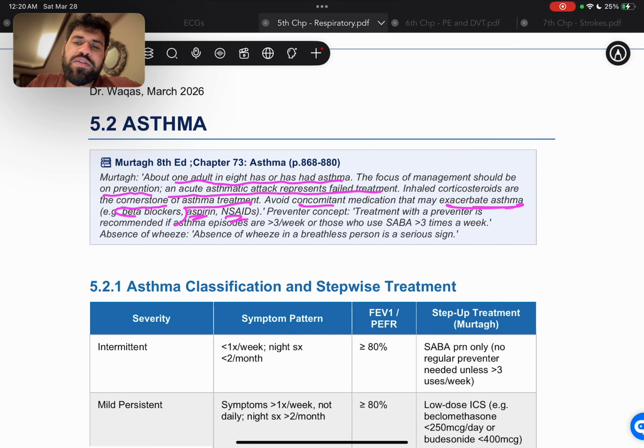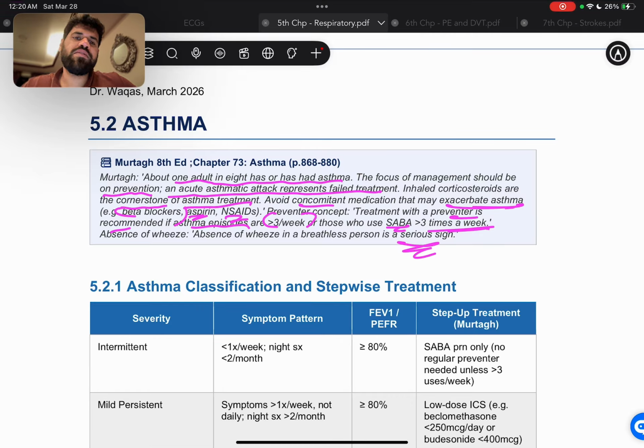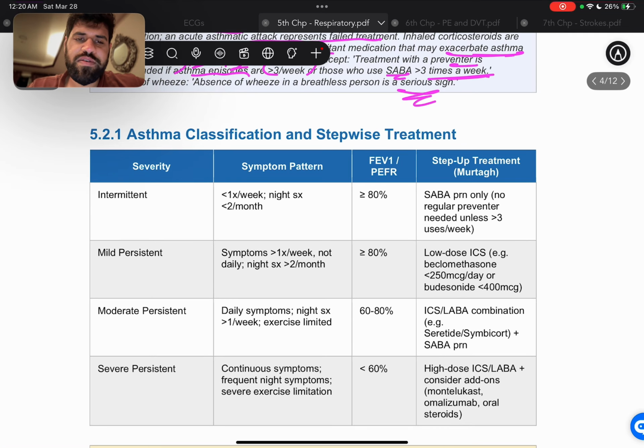The preventer concept is that treatment with a preventer is recommended if the asthma episodes are more than 3 times per week, or for those who use SABA more than 3 times per week. And absence of wheeze in a breathless person is a serious sign, because that means the asthma is exacerbating even more, and there is no more wheezing because the space has become so constricted. All right, so it's a red flag basically.